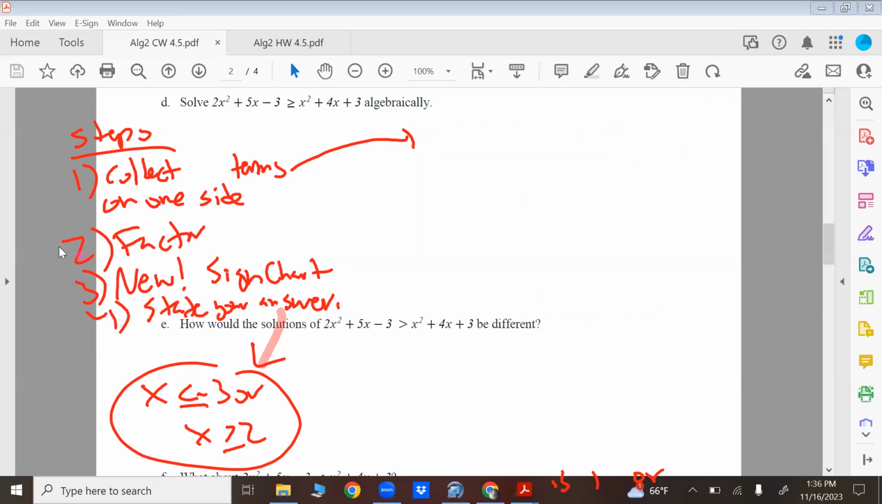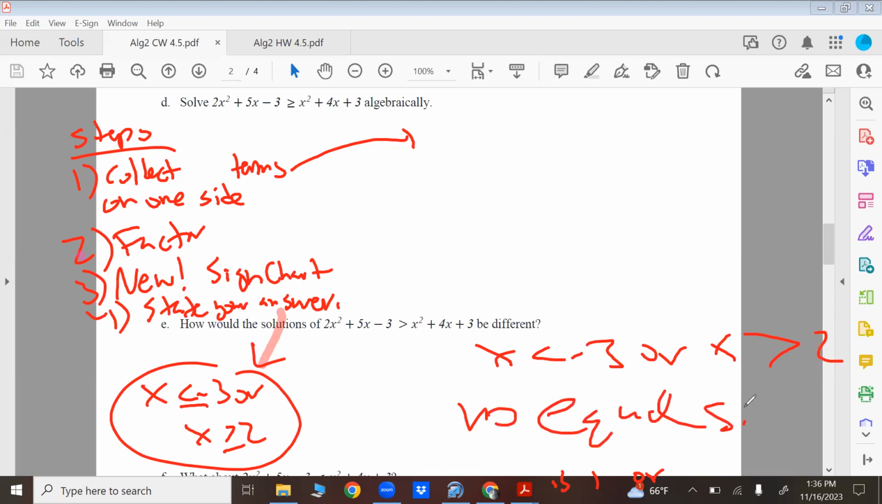So in this case, for E, you would say X is less than -3 or X is greater than 2. So no equal sign. It could equal -3 or 2 for part D, but cannot for E. Okay, there we go. I didn't see that initially. That was incredibly subtle.